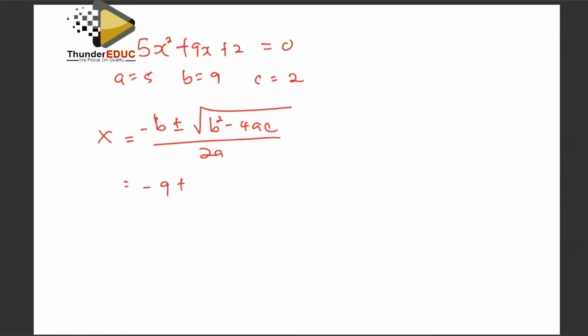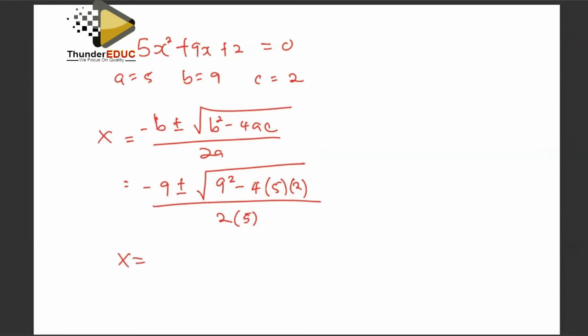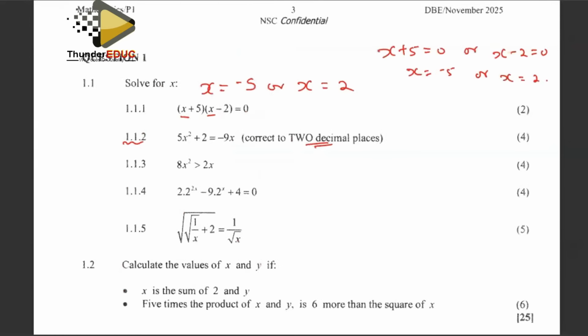That's negative 9 plus or minus the square root of 9 squared minus 4 times 5 times 2, divided by twice times 5. Okay, so when I substitute this into the calculator, my first x value is negative 1,54. Or I can have x as a negative 0,26. Remember, the rounding off is 2 decimal places. Okay, so that is 1.1.2.